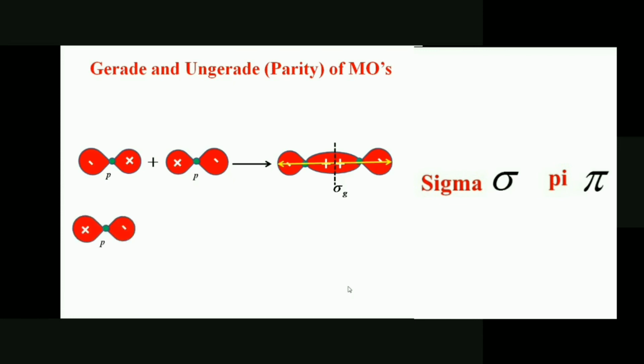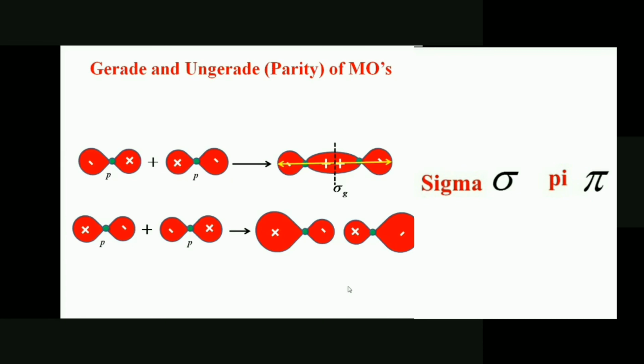Let's take another. Now we can see here when they interact, they will form this antibonding molecular orbital. This antibonding molecular orbital is represented by sigma star p. Now let's see its symmetry. Is it symmetrical? No, it is not symmetrical, because when the arrow started from positive, it ends at the negative, means it is unsymmetrical. So it is represented by sigma star u.